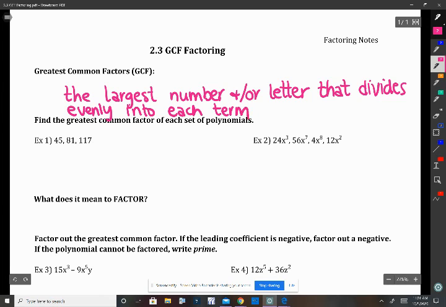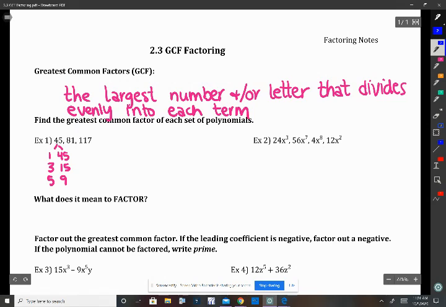So if I'm looking at just strictly numbers, 45, 81, and 117, I'm trying to find a number that will go into all of them. So if I start with the smallest factor, my factors of 45 are 1 and 45, and 5 and 9. Oh, and 3 and 15. I forgot 3 and 15. 3 and 15, 5 and 9. And so what I want to do is I start with the largest.